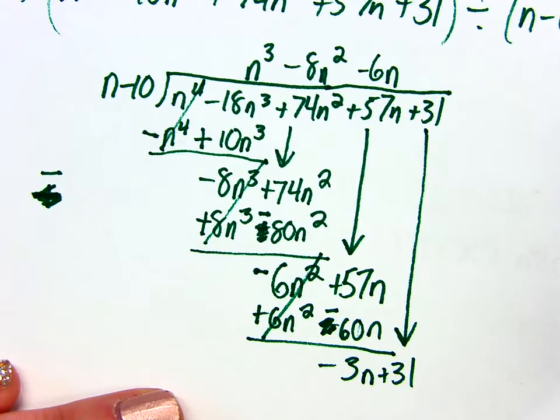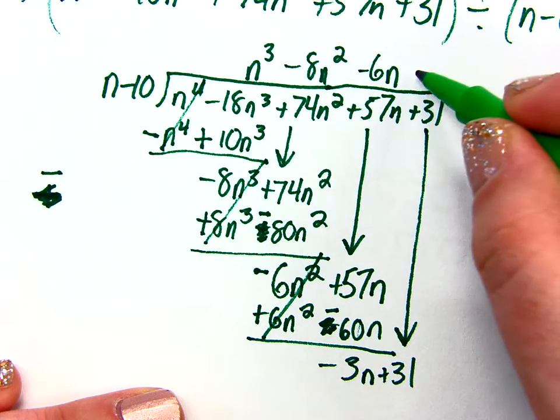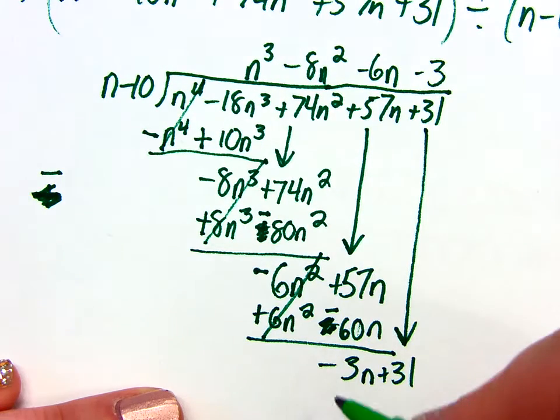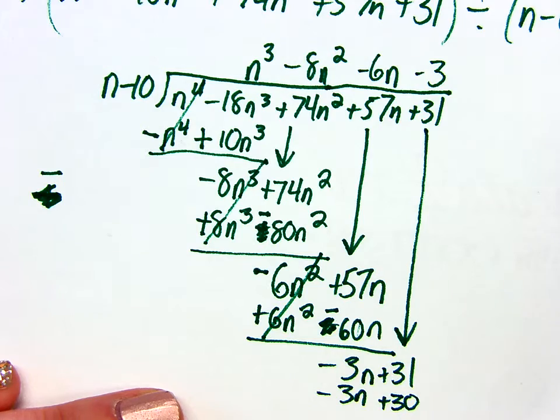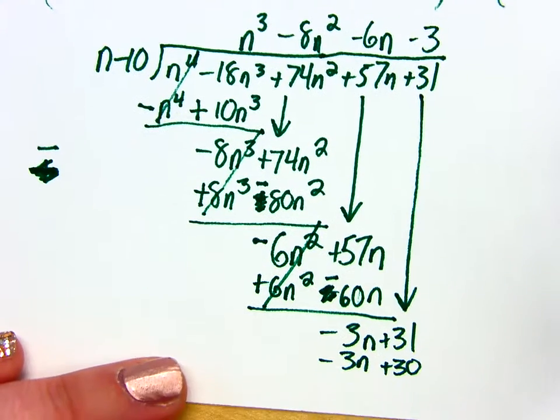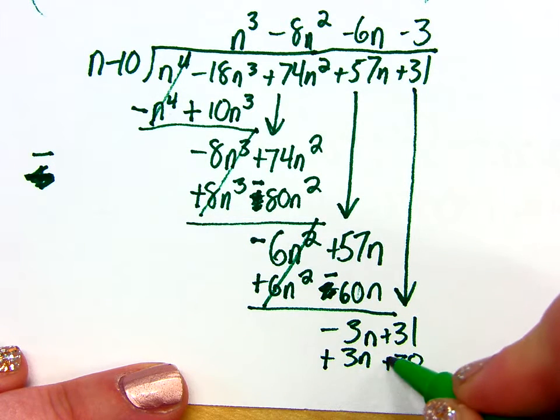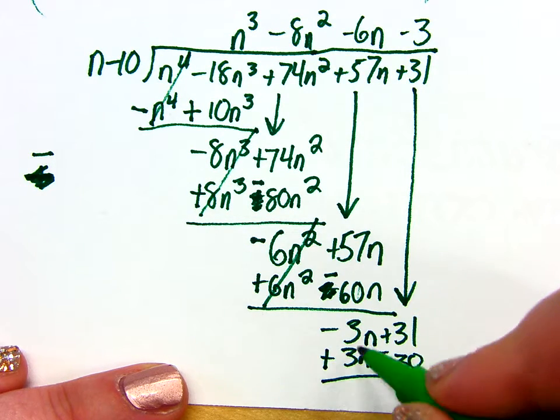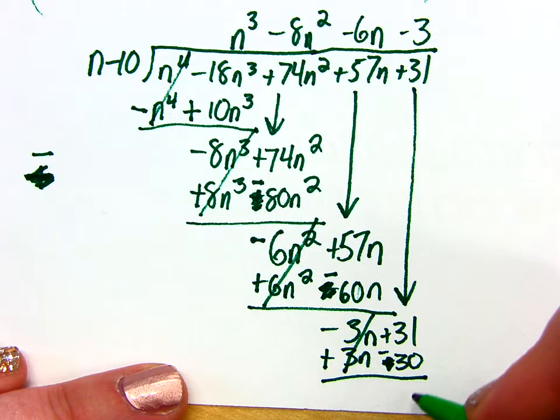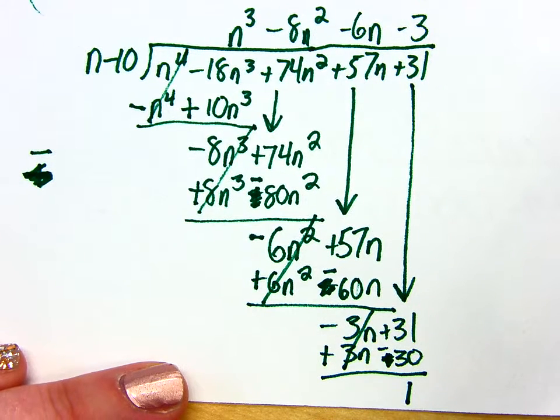What number goes at the top? Just a negative 3, right? So now I do negative 3 times all that. But then you must subtract. So I'm really going to add both, add that, and now minus that. 3 n's cancel. I'm left with a 1.